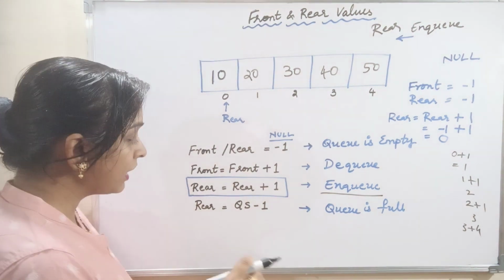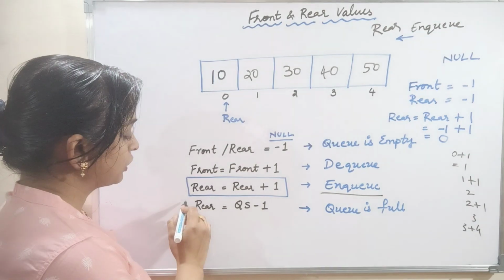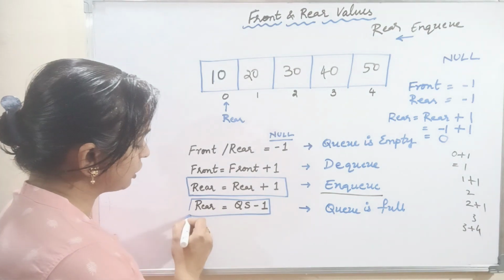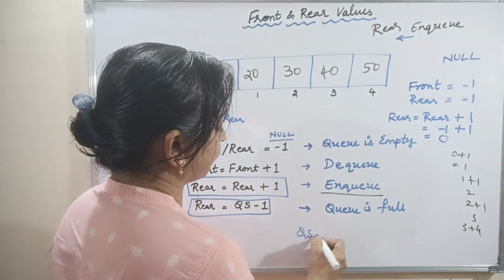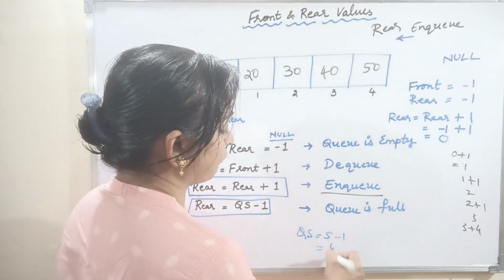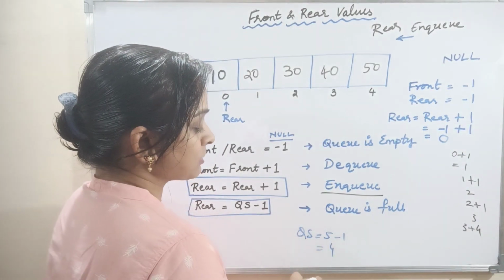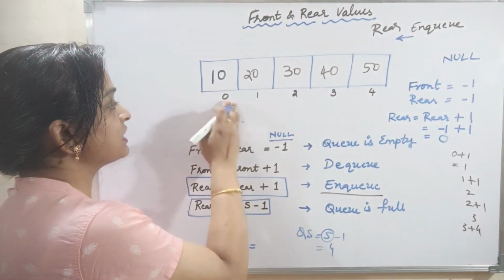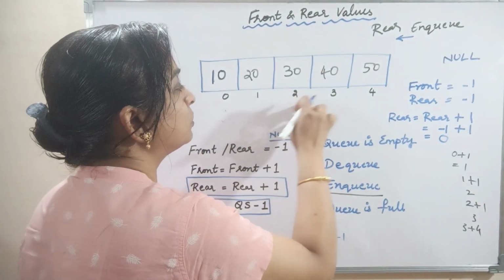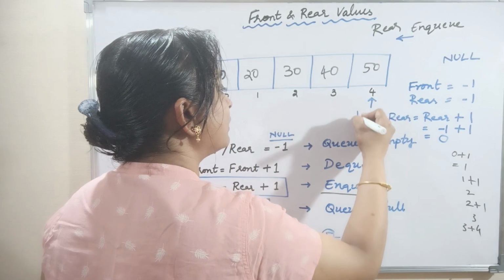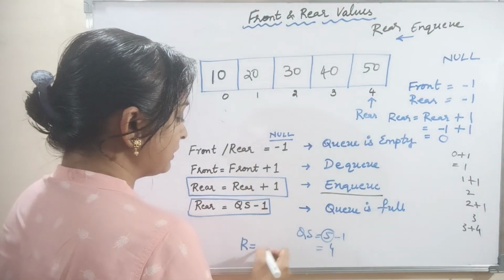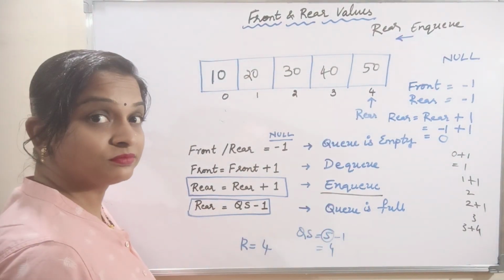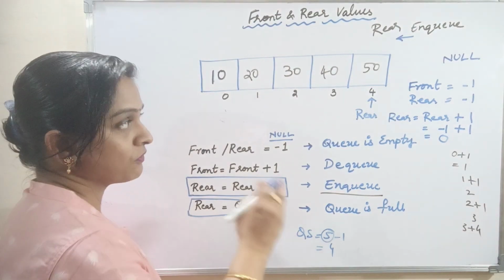I enter elements until the rear pointer equals the queue size -1. For example, the queue size is 5. So 5 minus 1 means 4. When the rear increases, as I said, it goes 1, 2, 3, 4. Finally, the rear will be pointing to 4. So when the rear equals queue size -1, that is 4, it says the queue is full.